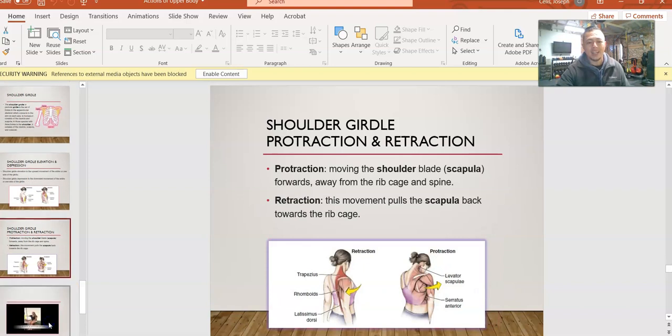Next up, we have protraction and retraction. Moving my shoulder girdle forward would be protraction, and you see my scapula kind of open up back here. And then retraction, bringing your shoulders back. Protraction and retraction.